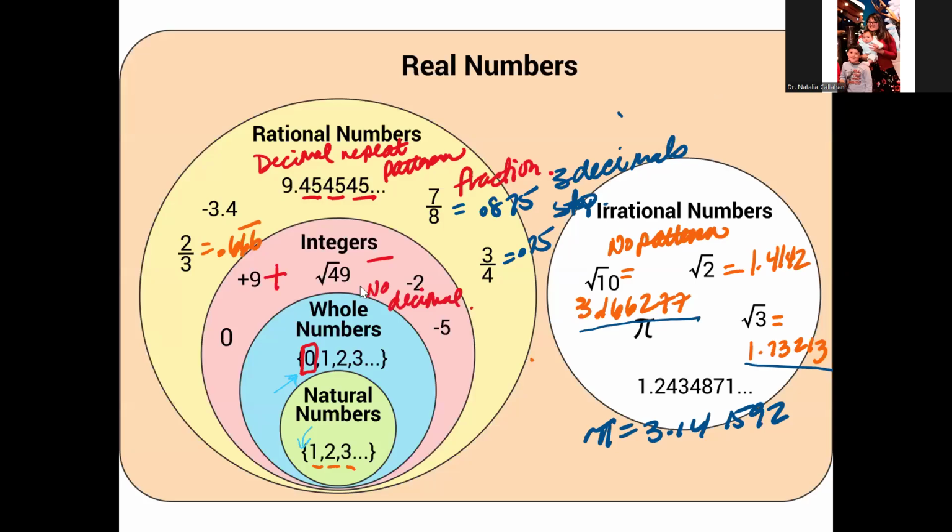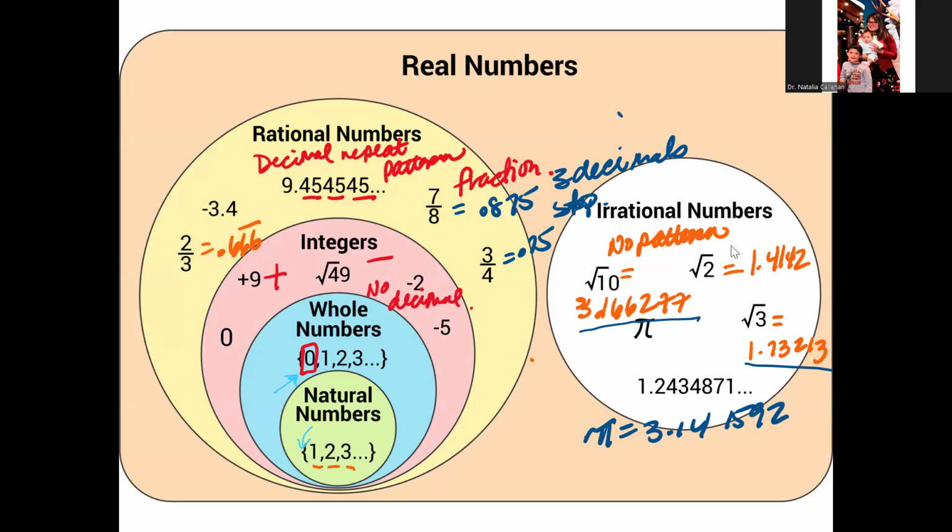So we're going to talk about categorization of numbers. Remember, you have real numbers as all the numbers possible, right? Then we have rational numbers and irrational numbers. If it's rational numbers, it cannot be irrational numbers. The two are different, okay?